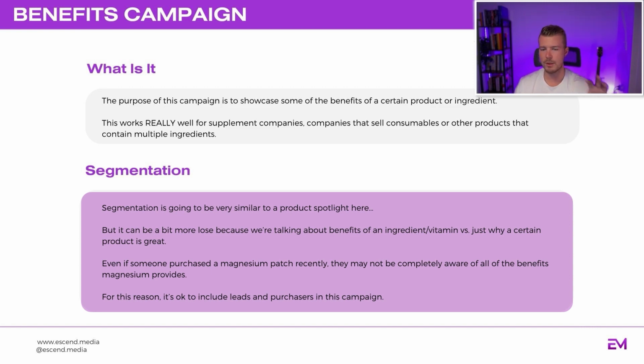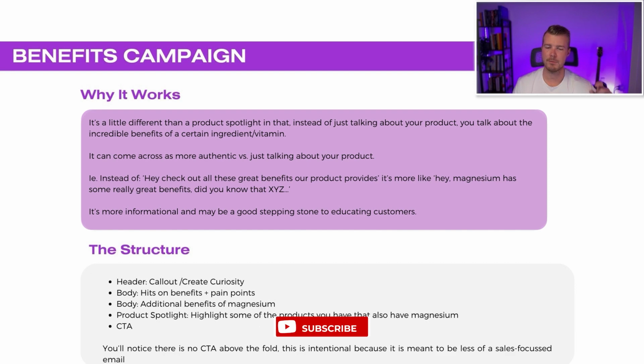So it works really well because it's a little bit different than a product spotlight here. Instead of just talking about your product, you're talking about the incredible benefits of a certain ingredient or vitamin that your product has in it. It can come across as a lot more authentic because you're talking about the benefits of that certain ingredient. You're not talking about why your product is so great. Now, the product spotlight works really, really well, but this can be just a slightly different approach.